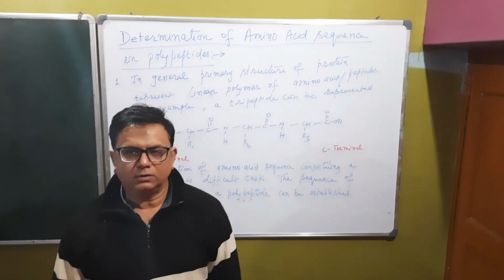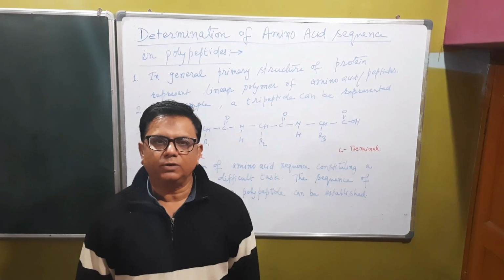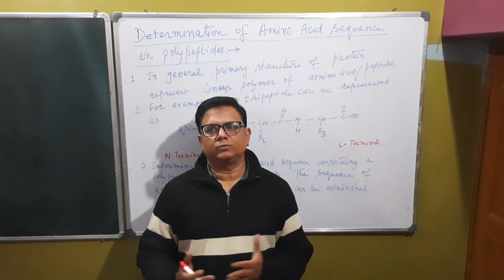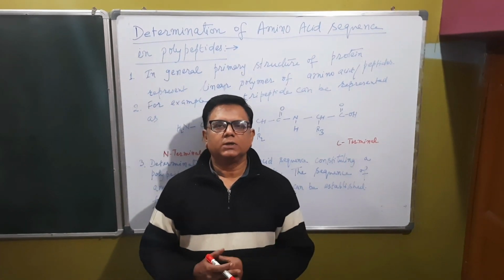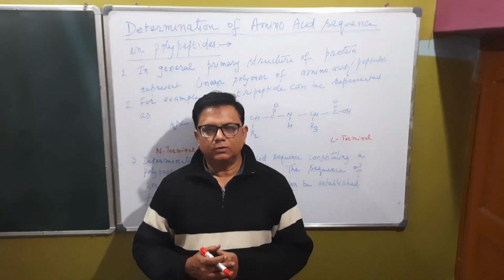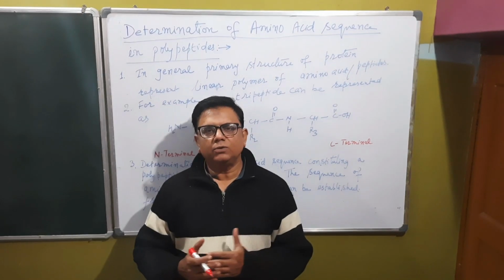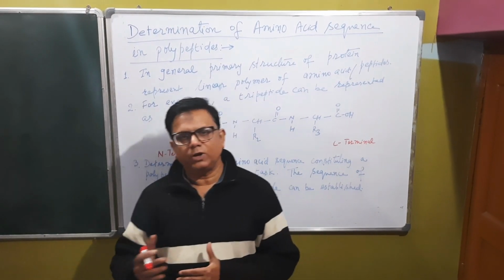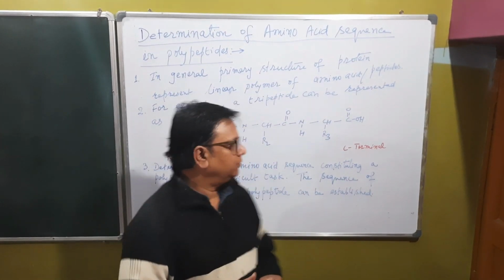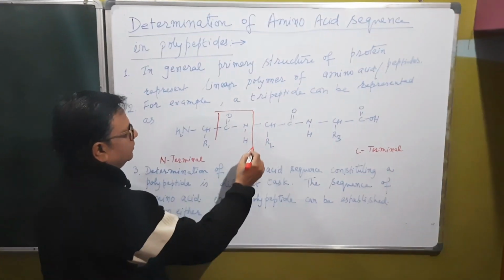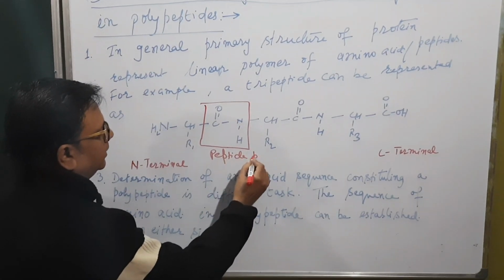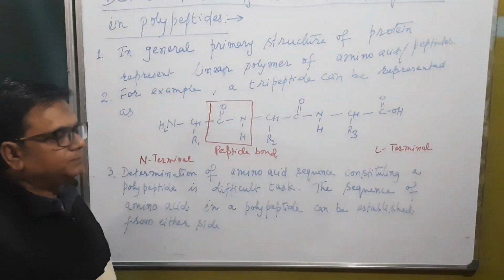Today we will talk about determination of amino acid sequence in protein. As you know, when you talk about protein, you say that protein is a biomolecule, a biopolymer, and it is a polymer of amino acids. So what happens when one amino acid is joined to another amino acid? They are joined by a peptide bond, and that is CONH. You can see here, this bond is what you call a peptide bond.